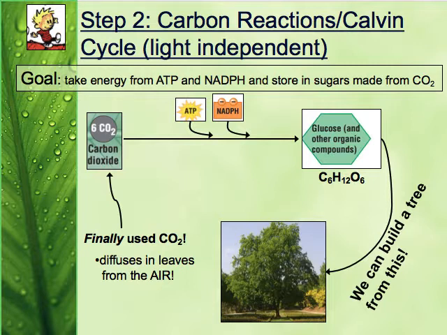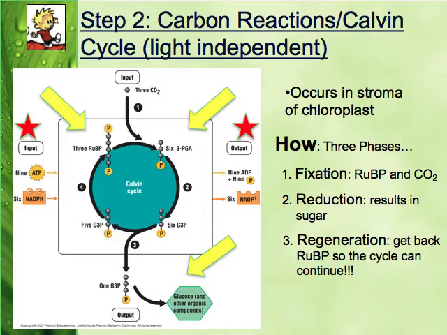This sugar can then be used as a building block as we break down this sugar and use ATP to actually make things such as cell walls. Where do the carbon reactions occur? They occur in the stroma of the chloroplast. And in this extensive figure, I'm going to highlight the key parts.